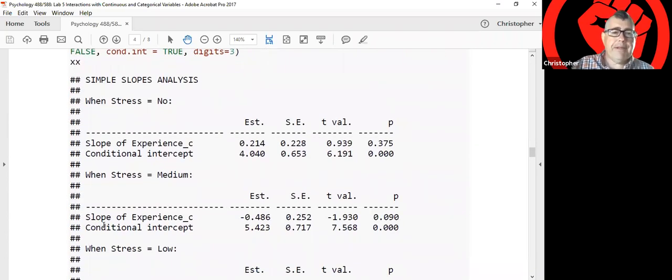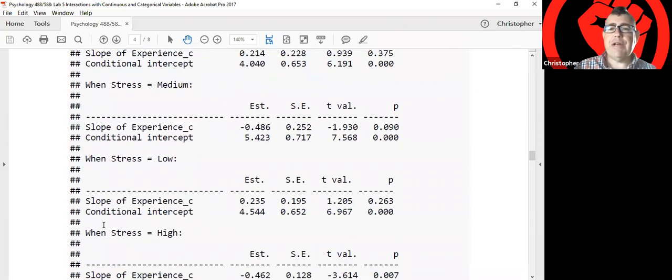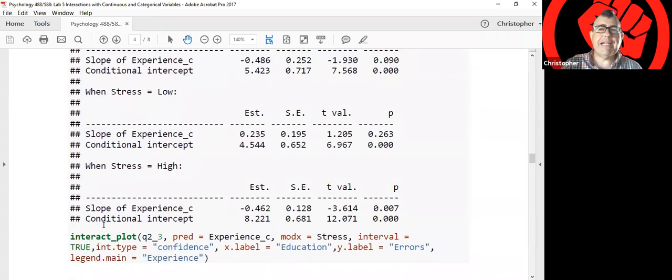We can see for medium stress, and the ordering here is a little bit odd, but we can see here for medium stress, we also have a non-significant relationship. For low stress, similarly a non-significant relationship. When we get to high stress, that seems to be where the interaction is being generated. Remember, the interaction means that the relationship between the predictor and the dependent variable is different across the levels, or across at least one level of the categorical predictor, or what's called the moderator in this case.